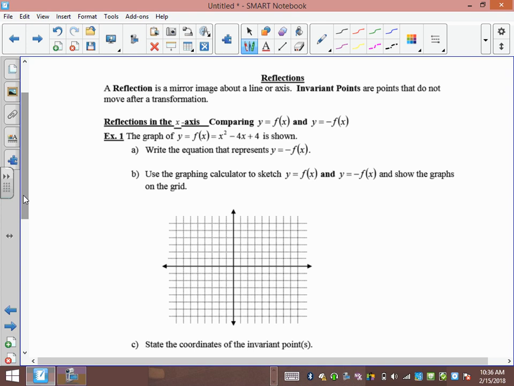Okay? So this one says the graph of y equals x squared minus 4x plus 4 is shown. Write the equation of y equals negative f of x. So what I want you to do is go to your calculator. In your calculator, I want you to type in x squared minus 4x plus 4 in y equals, aka the graphing thing.